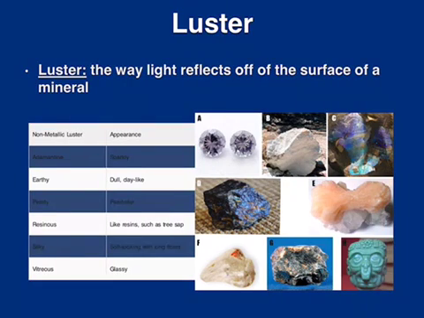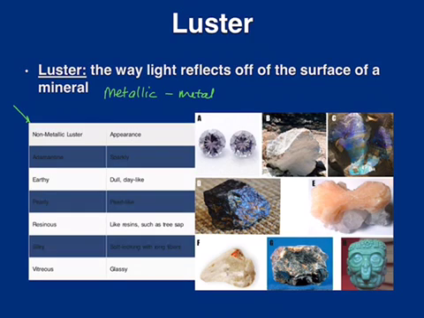Luster is the way that light reflects off the surface of a mineral. This table gives you a list of lusters and what they actually look like. Metallic is one of the main lusters, where it looks literally like a metal. And these on the table are a list of different non-metallic lusters.